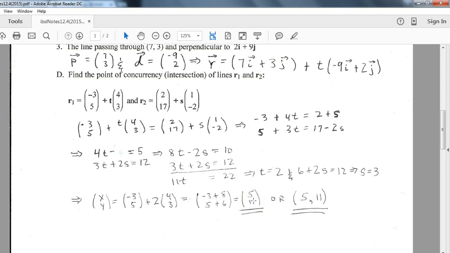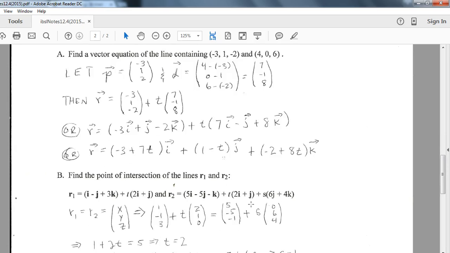You could have used a value of 3 for s and replaced this with a 3, and you would get the same answers for 5 and 11. So if you did 2 plus 3 times 1, that would also give you 5. You could do 17 plus 3 times -2, and that would have also given you 11. So you get the same answers no matter which of those equations you choose to work with to get your ordered pairs.